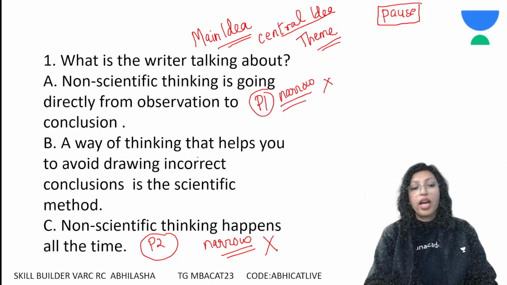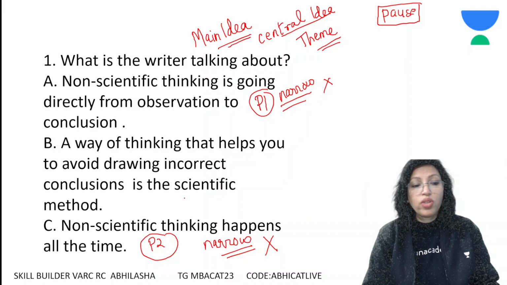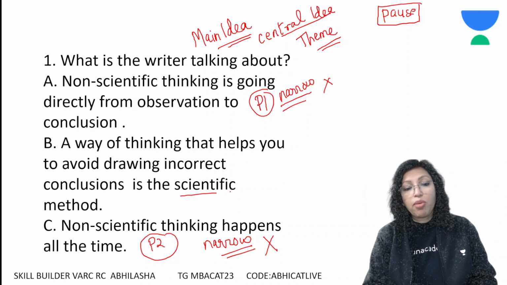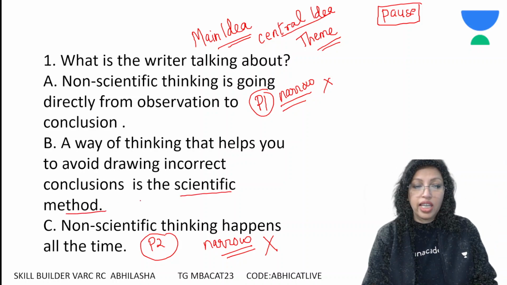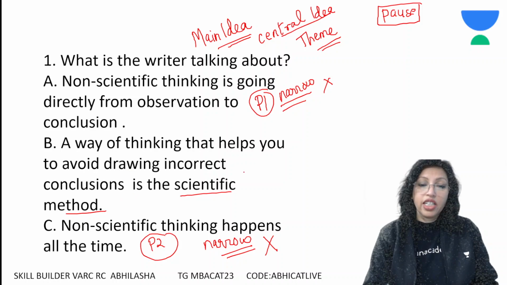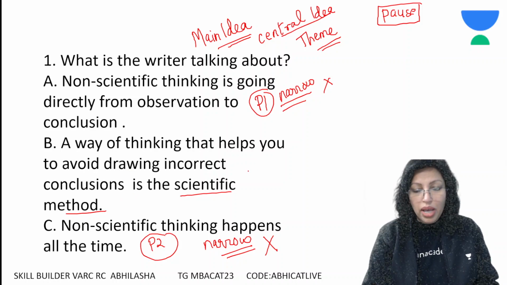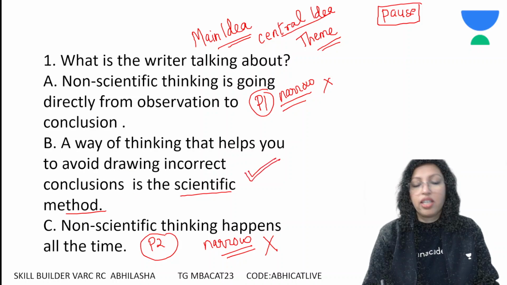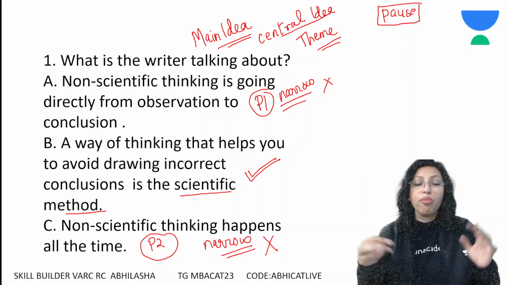So we come to the right answer, which is that what was this passage talking about? It was talking about the scientific method of thinking. And what is the scientific method of thinking? A way of thinking that helps you to avoid drawing incorrect conclusions about the passage or about whatever you're thinking. So the correct answer here will be B.